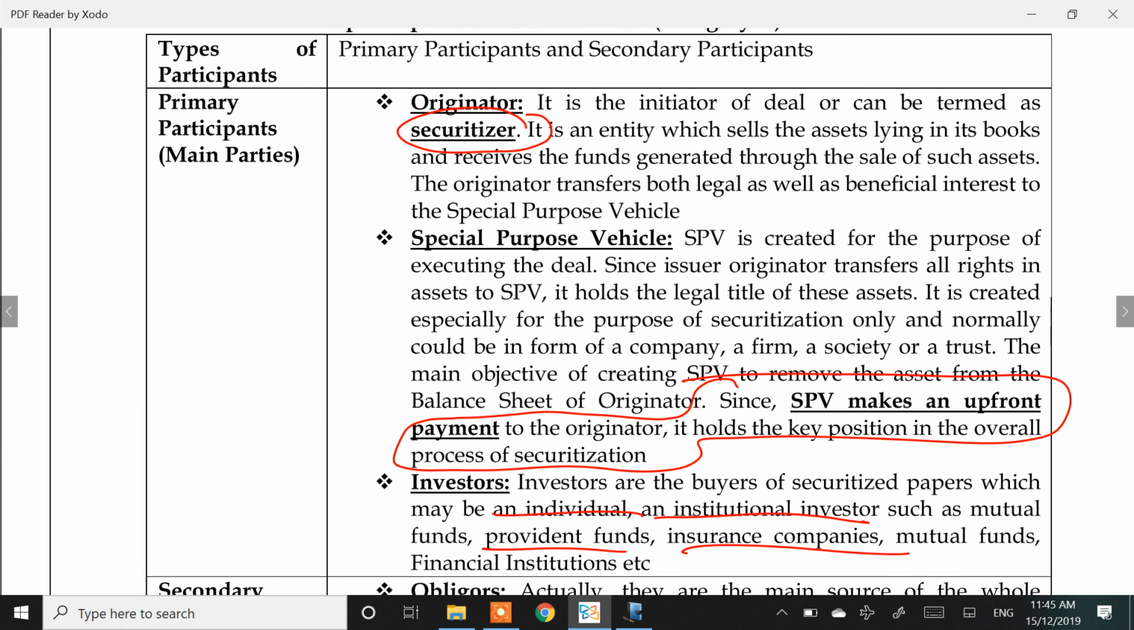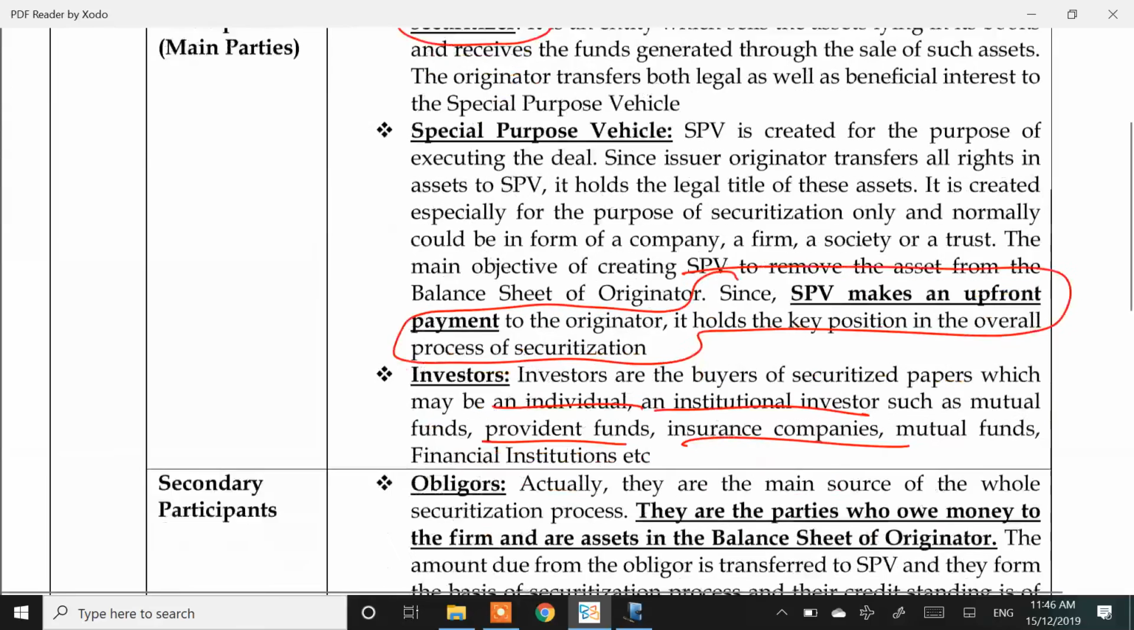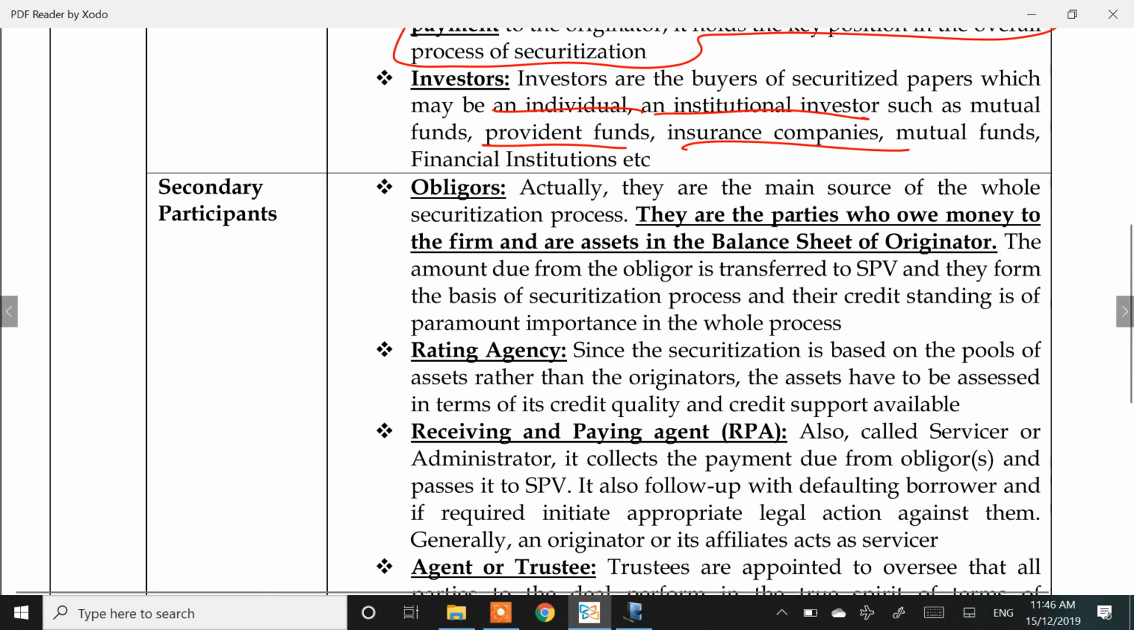Apart from that, there are other parties who are also involved; there are secondary participants. There's an obligor. Who is an obligor? These are the parties who owe the money and are assets in the balance sheet of the originator. As an individual, if I have taken a loan, a housing loan or an education loan or a personal loan, I will become an obligor. And I would be repaying the loans. So these loans which were in the books of the securitizer or the originator, he has transferred to SPV.